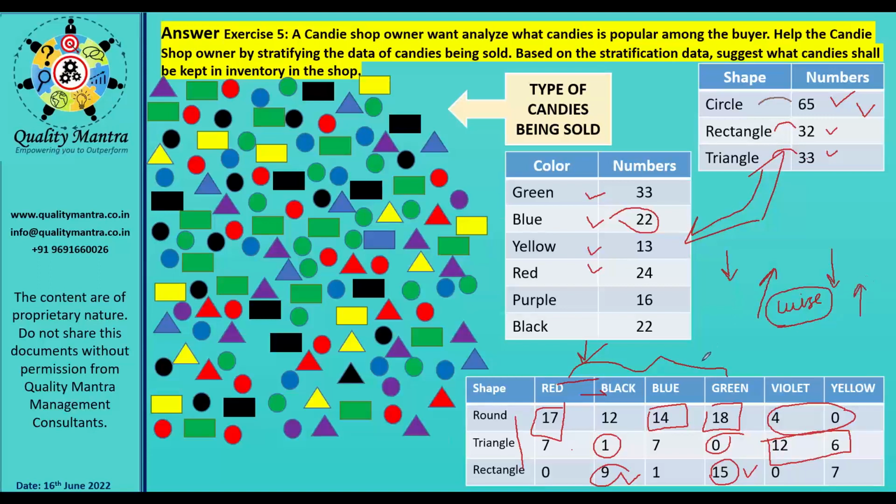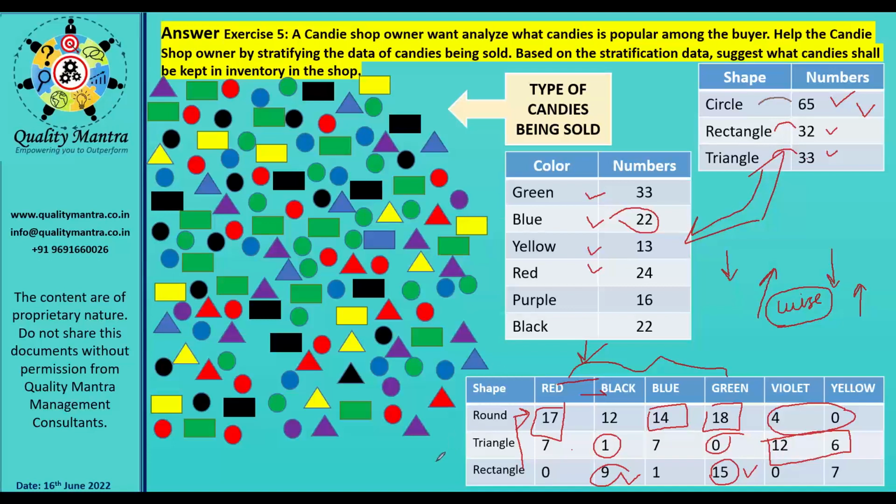It might have happened that you don't have the stock of round candies. People have come to you, they ask for the round, you don't have. And candies is just an example. You can take any industrial product also, and you need to analyze which product is in demand.